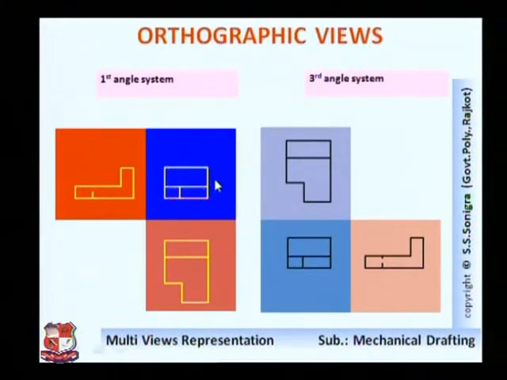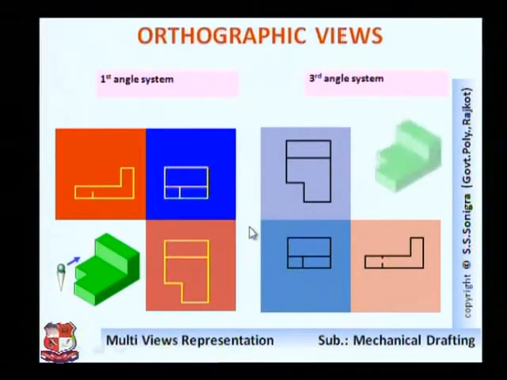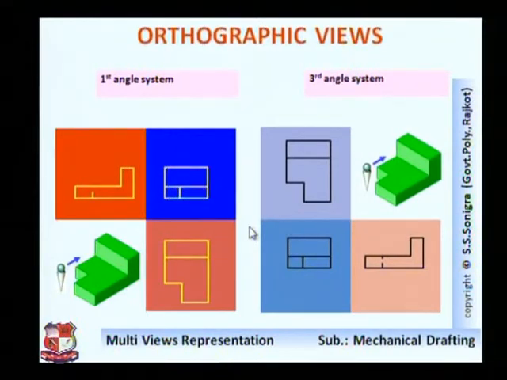This is the representation of the drawings, the orthographic views in both the methods: front view, top view and side view. You can see here the dimensions and shape remain the same, only the position alters. In different views, in different angles, just the position will alter. For this object, these are the three views. For this object, these are the three views.